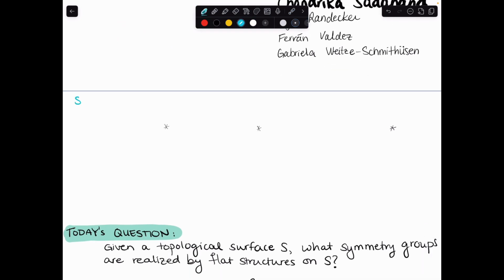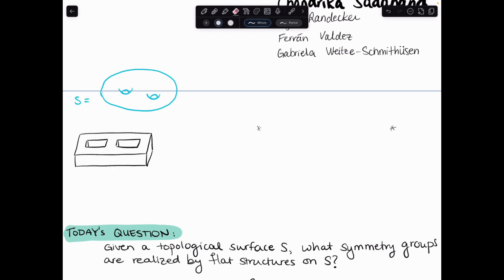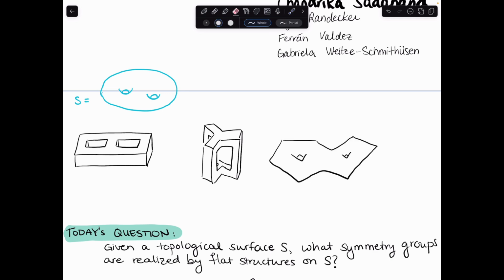The question of the day is, given a topological surface S, what symmetry groups are realized by various flat structures on S? So here I'm drawing some cartoon flat structures on the surface S and showing some symmetries that we see for the given flat structure. And notice if I give a completely different flat structure, the symmetries are different. Here we see an order 3 symmetry, for example. And there might be many other symmetry groups realizable by putting different flat structures on the surface, and the question is, what are the groups that are realized?